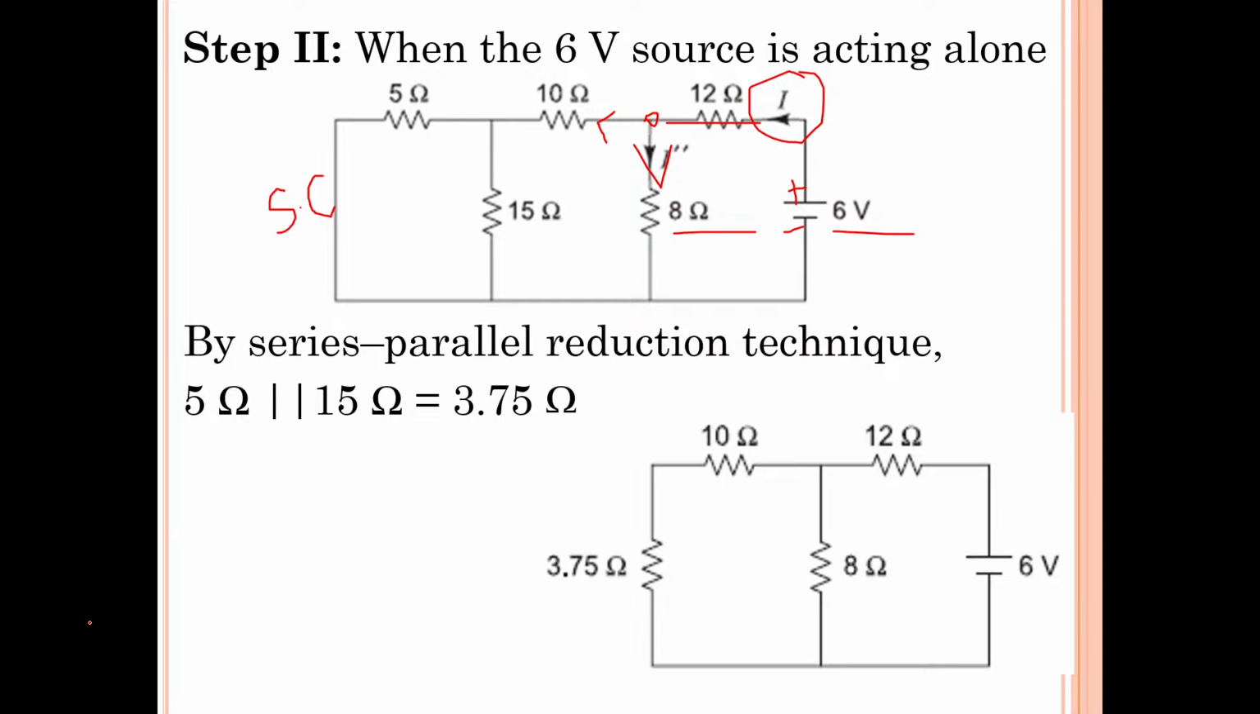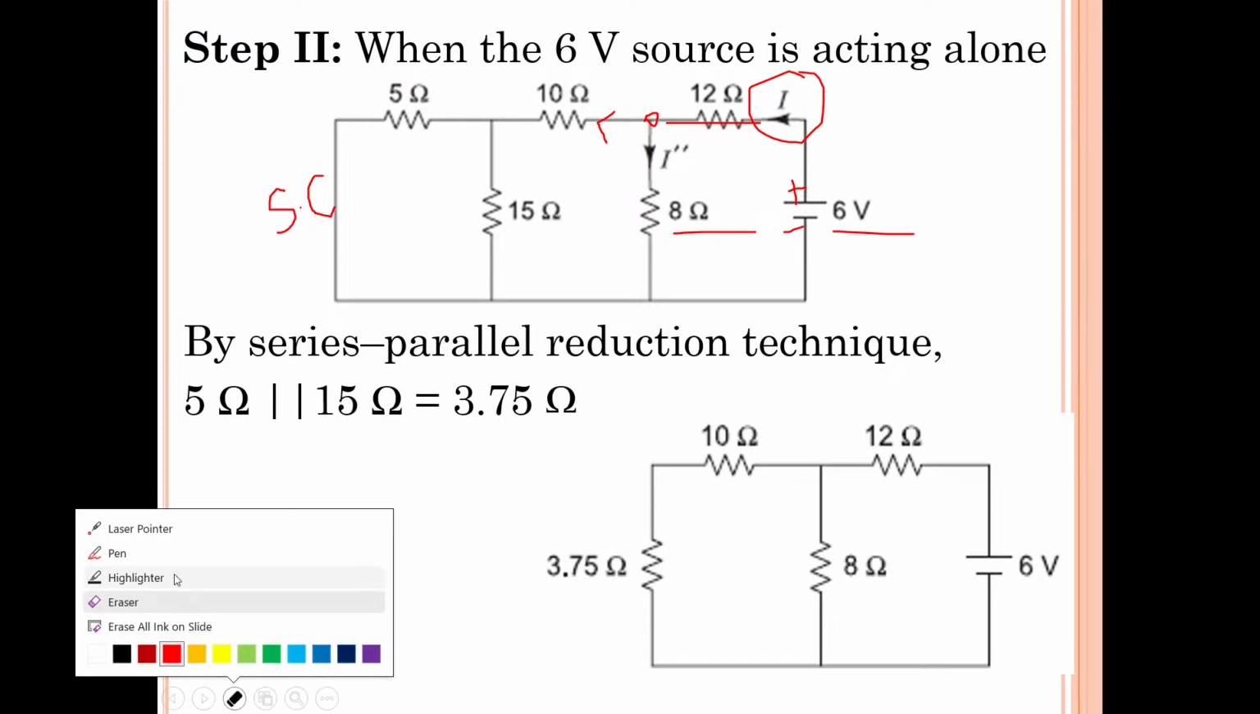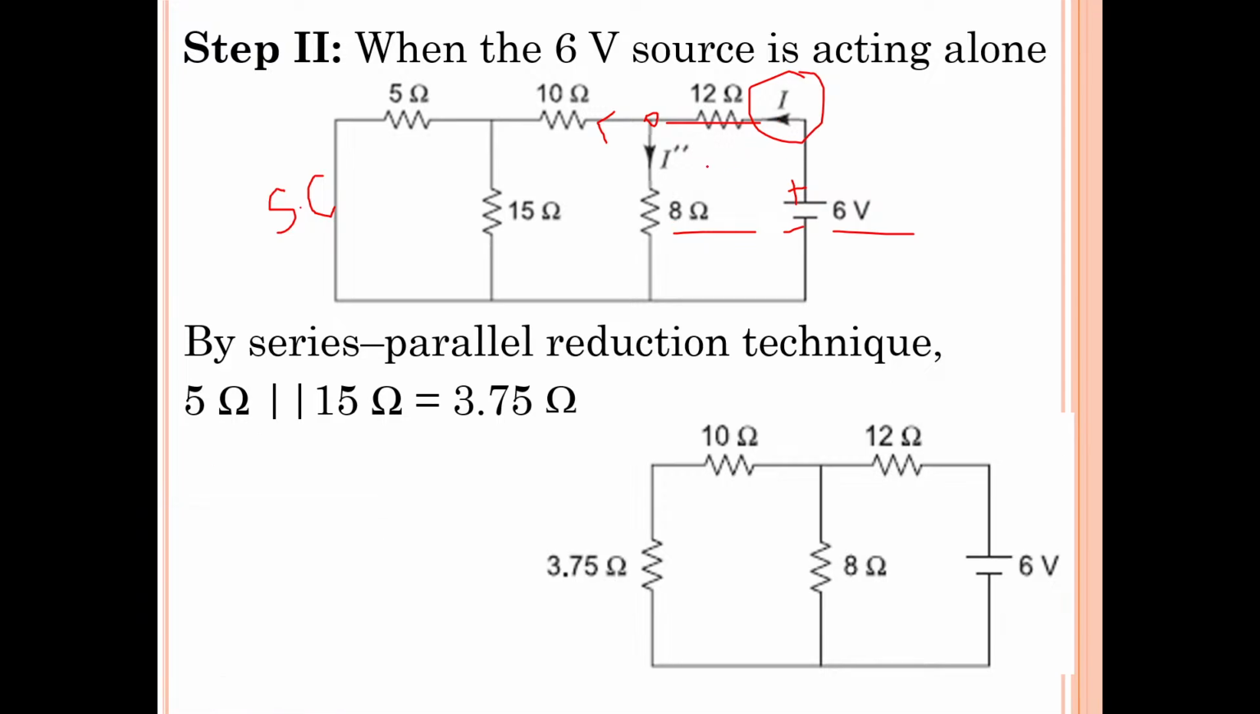So let us assume the current flowing through the 8 ohms when only voltage source 6 volts is acting alone in the circuit is I double dash. Okay, how much is it? I double dash. Notations are always your wish, you can assume I1, I2, I3, whatever you want. I have assumed I double dash current flows through this 8 ohms resistor when only 6 volts voltage source is acting alone in this circuit, when 4 volts voltage source is short circuited. Okay, I double dash current flows through 8 ohms.